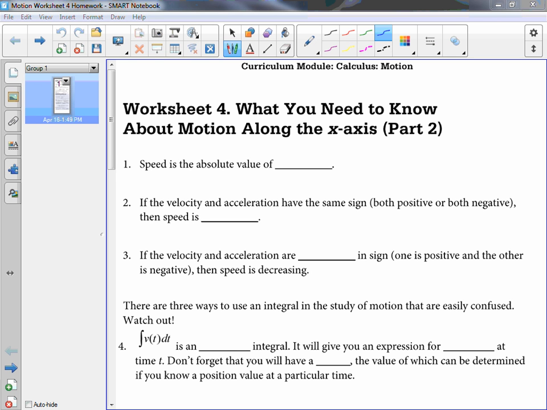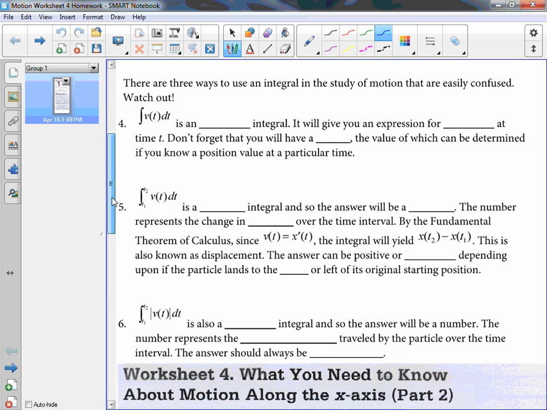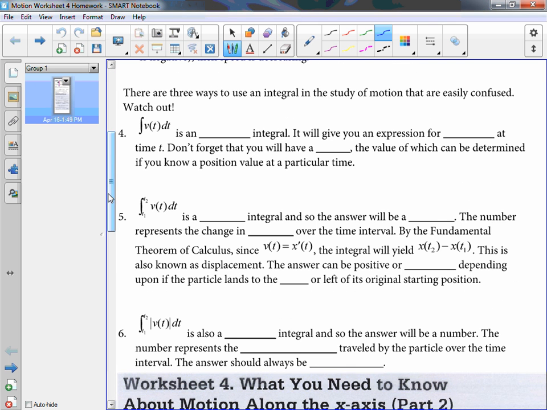Okay? And then, and I like this, before number 4, it says there are 3 ways to use an integral in the study of motion that are easily confused. Watch out. All right, so we did 2 modules about integrals. Hopefully you remember what integrals are and do. That may help you figure out the rest of this. So, get worksheet 3 and worksheet 4 completed.